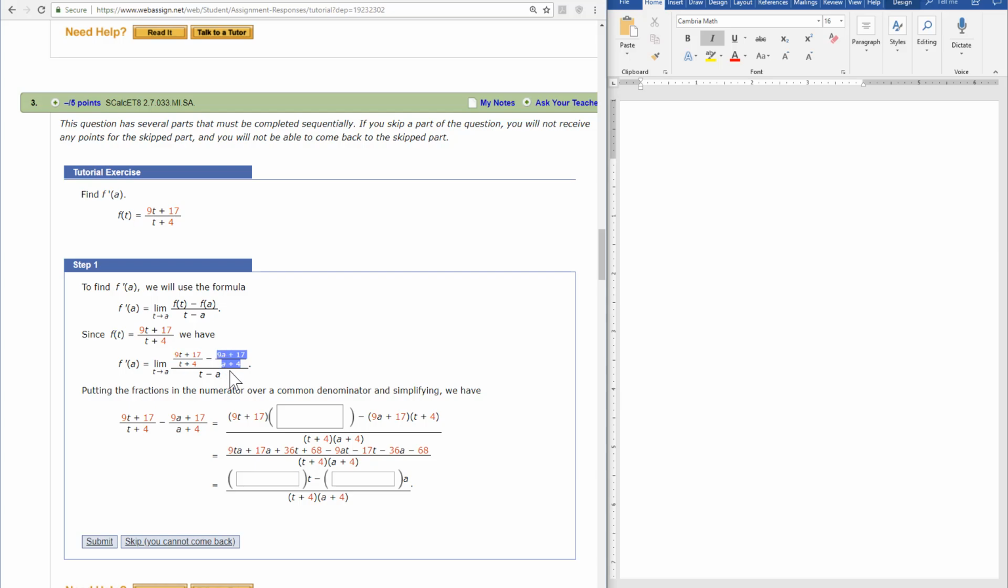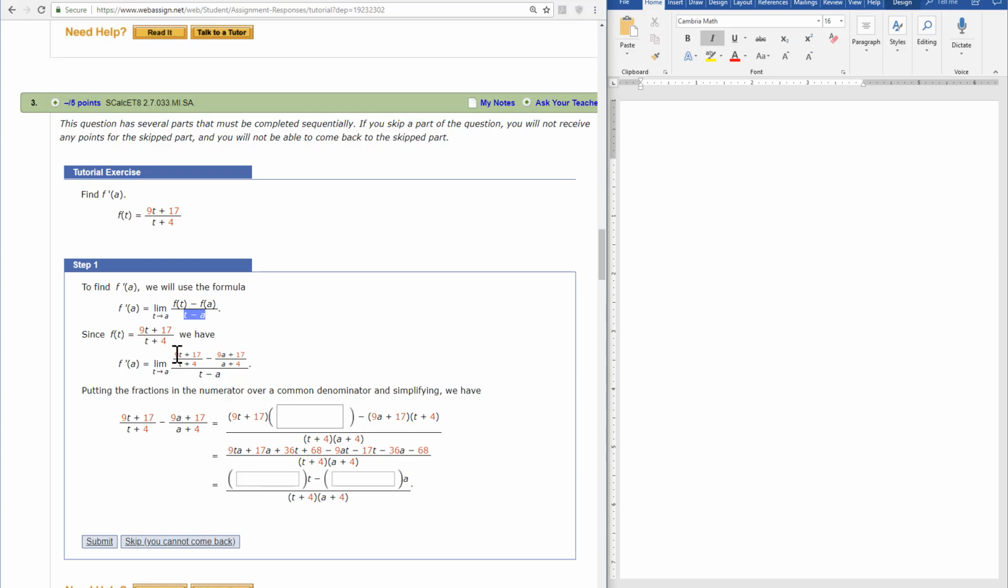In a, we don't know what a is, and so we're just going to have to keep it as a variable a. So it's 9a plus 17 divided by a plus 4. And then divided the whole thing. So remember that the first part is just f of t, and then the second part is just f of a, and then in our original function we still have a t minus a.